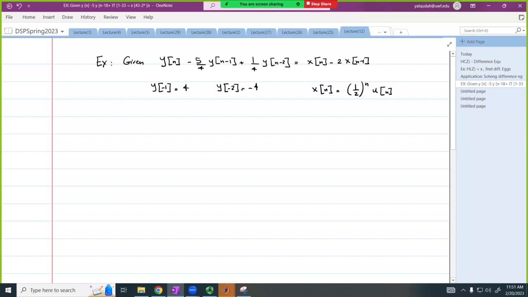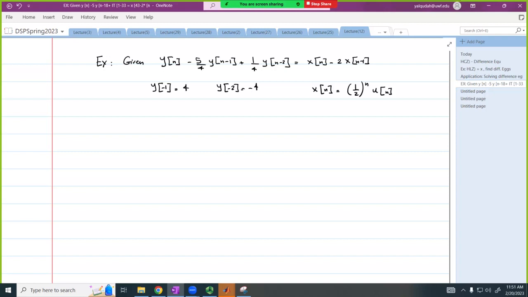Why do I have initial conditions for y, but I don't have initial conditions for x? Because I know x of n. x of n is known. It's not because it starts at 0. It could have been x of n minus 1, plus 1. It could have been any x of n. But x of n is known. It's the input. You're trying to determine the output.